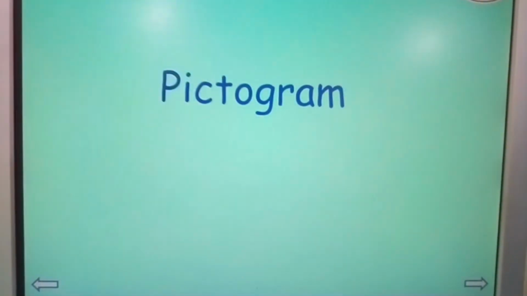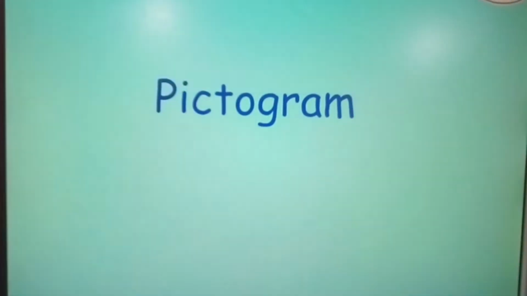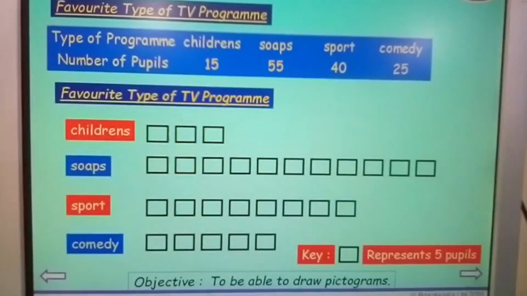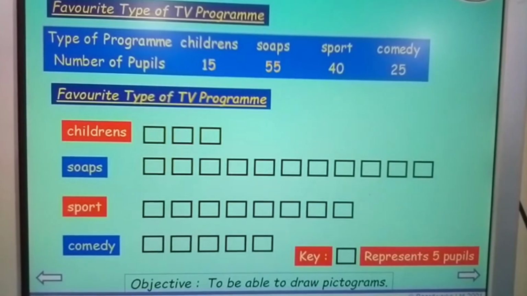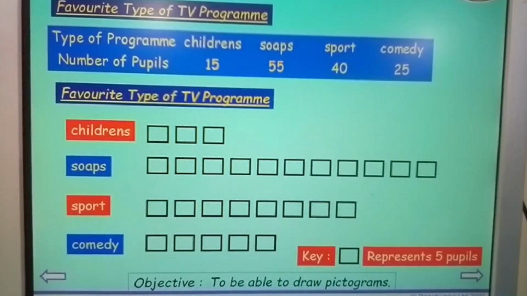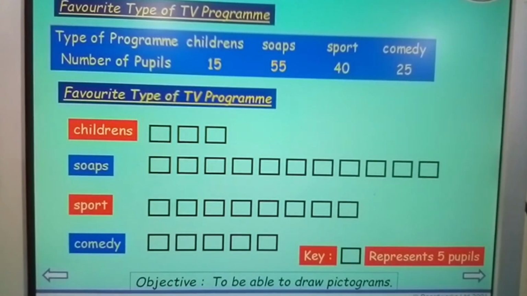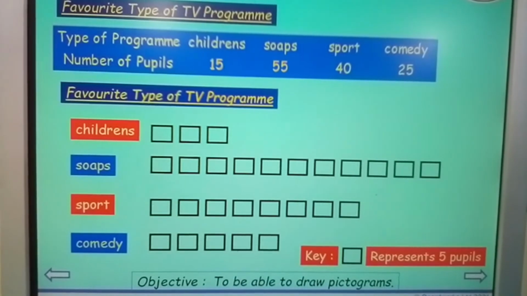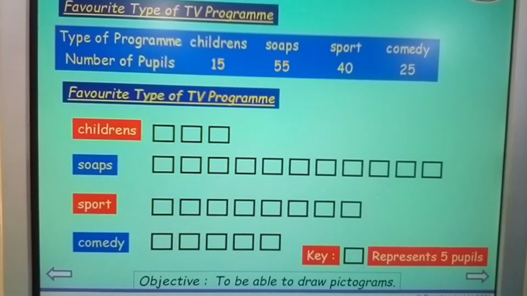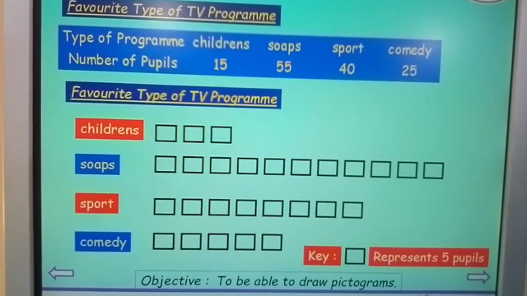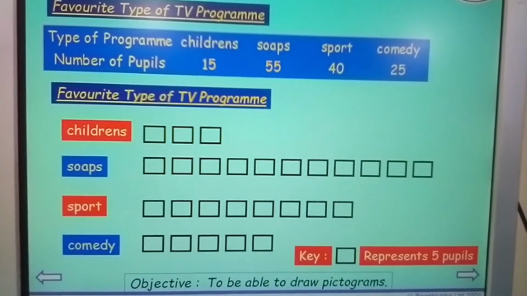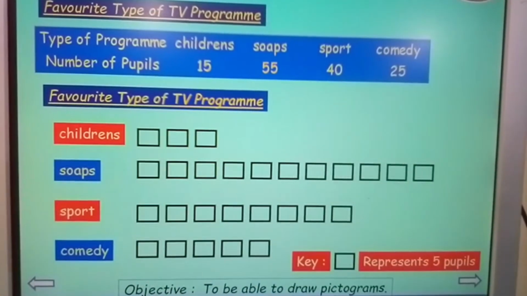Pictograms, okay? Now, an example of a pictogram and key. Favorite type of TV program. Type of programs: children, soaps, etc. Now, favorite type of TV program, children's. So you can see soaps, sport, comedy. Key: one box represents 5 pupils. So you can see that here.